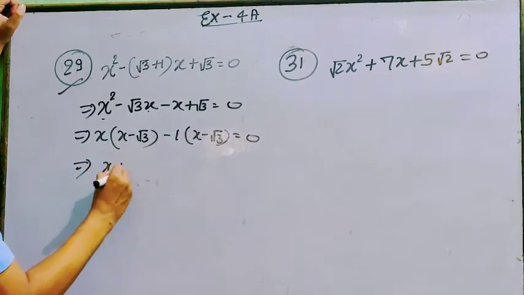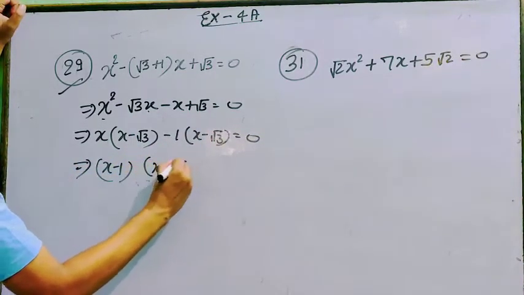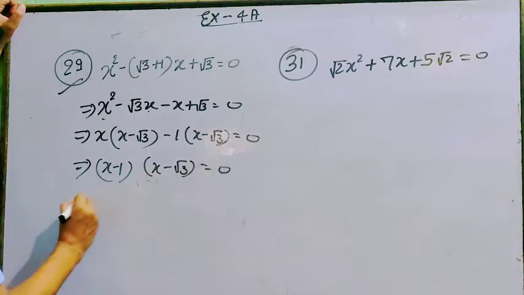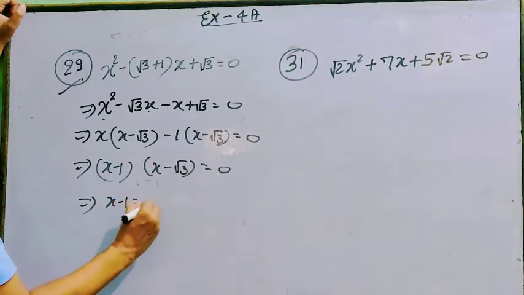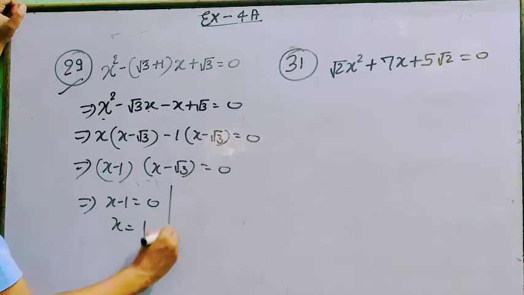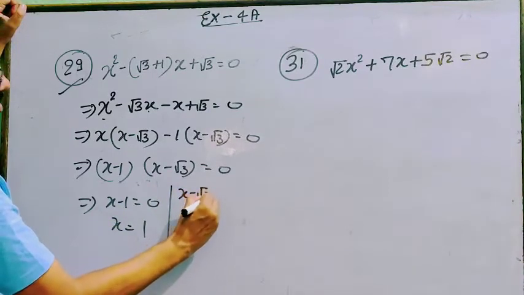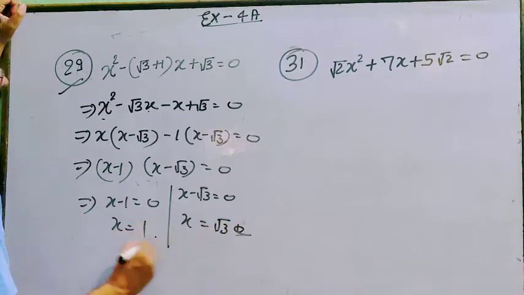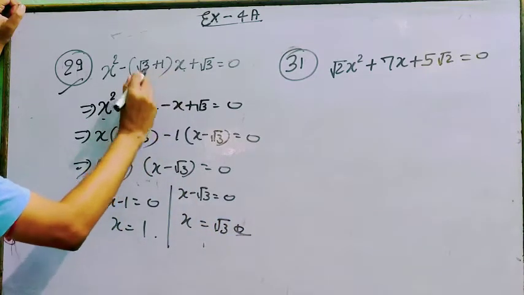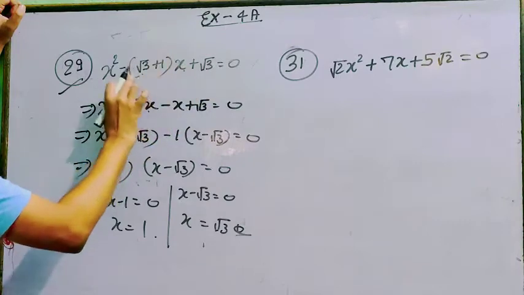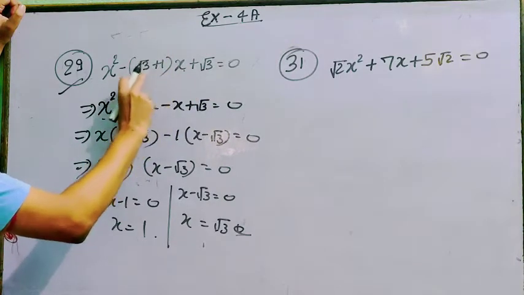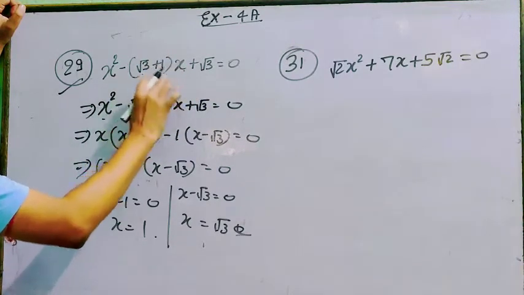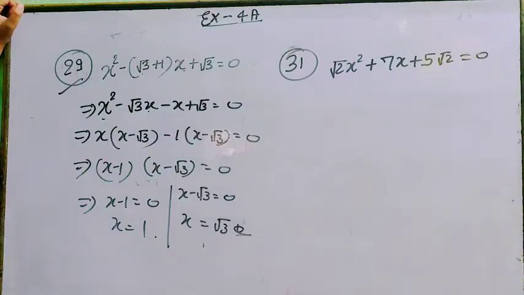Here is x minus 1, and there is x minus root 3 is equal to 0. So x minus 1 is equal to 0, then x is equal to 1. x minus root 3 is equal to 0, then x is equal to root 3. There are two answers. Here you only multiply, no need to factorize the root 3. Because here are two terms, so only multiply and you can get your solutions.